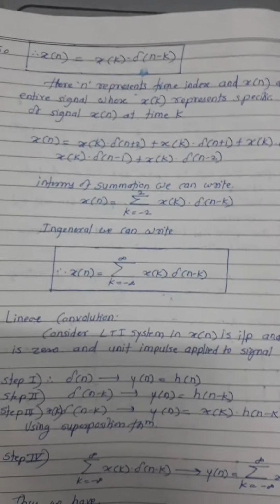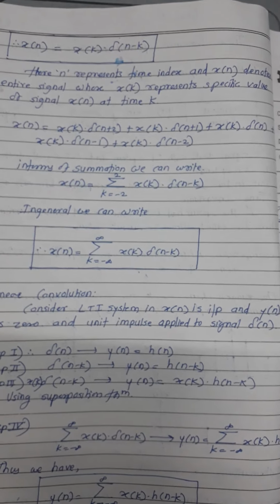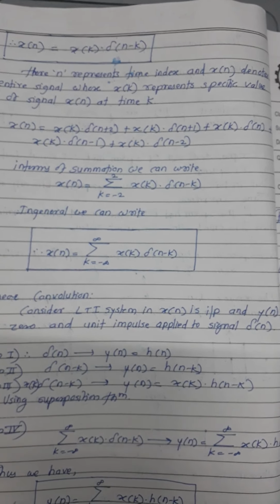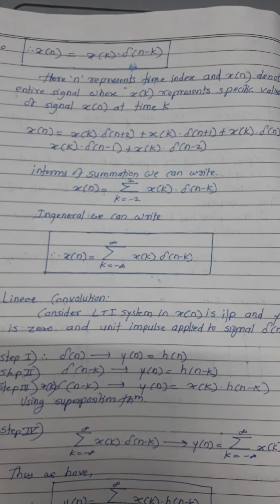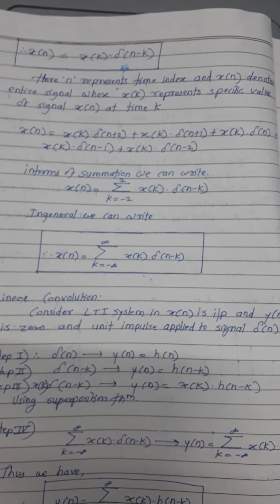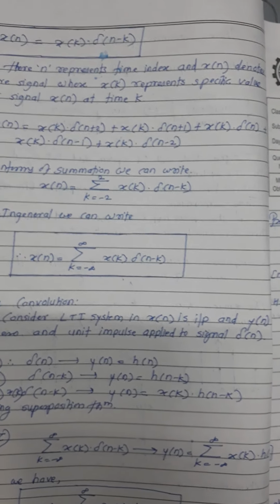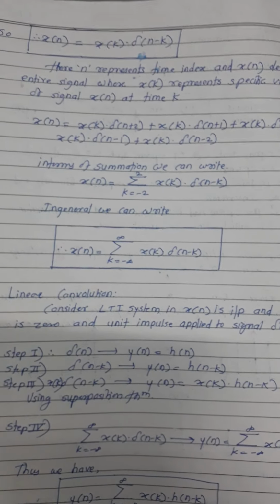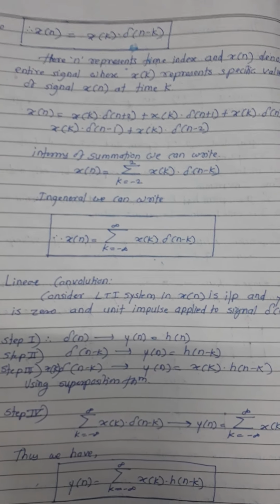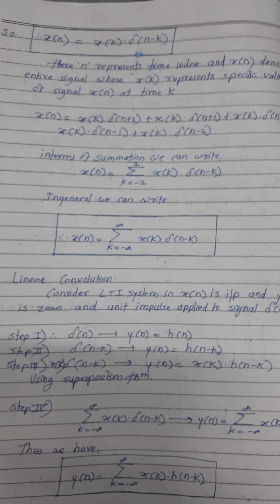Again, moving further for the equation of decomposition, if x of n denotes the entire signal where x of k represents a specific value of signal x of n at time k, x of n will be represented as x of k into del of n plus 2, plus x of k into del of n plus 1, plus x of k into del of n, plus x of k del of n minus 1, plus x of k del of n minus 2.